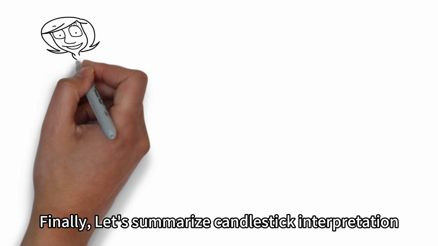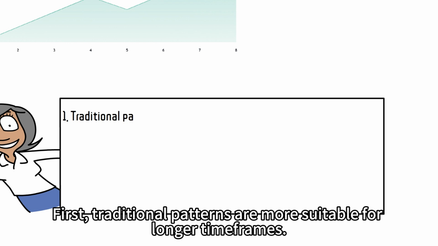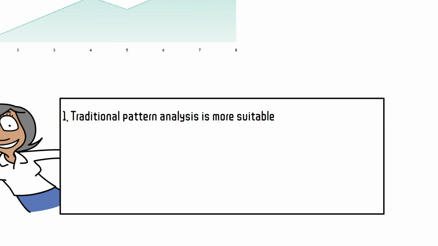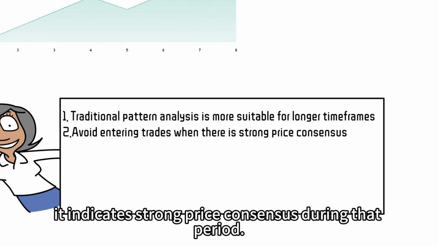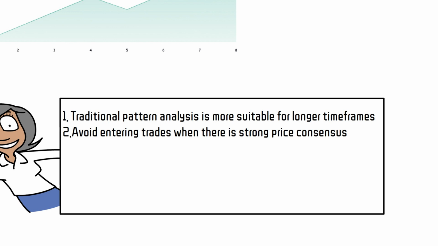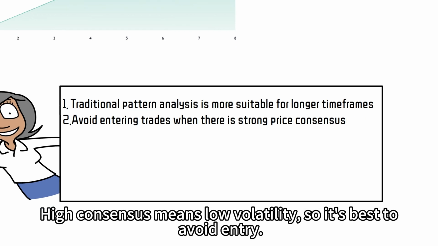Finally, let's summarize candlestick interpretation. First, traditional patterns are more suitable for longer time frames. Second, if the candlestick body is short or the high-low range is narrow, it indicates strong price consensus during that period. High consensus means low volatility, so it's best to avoid entry.